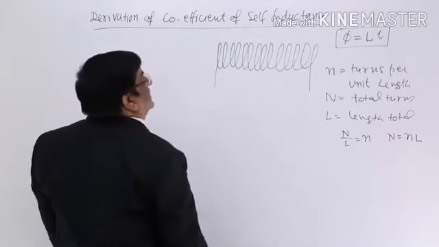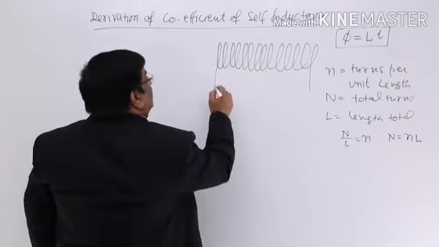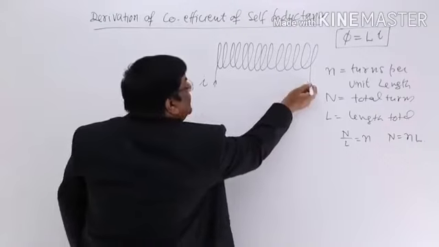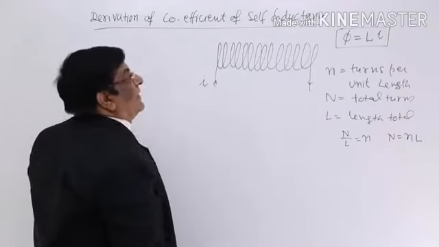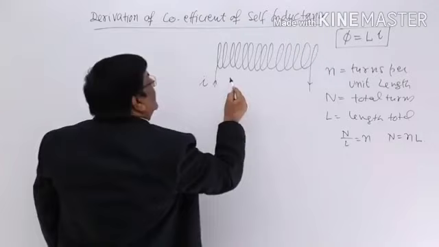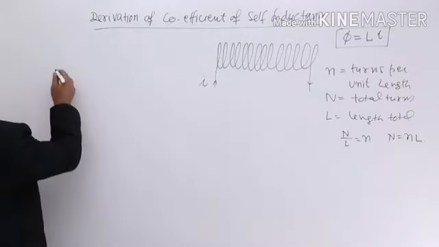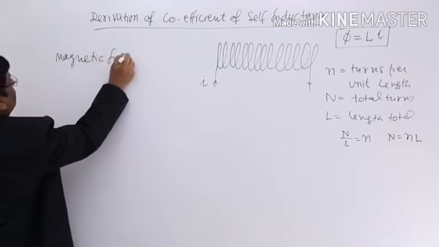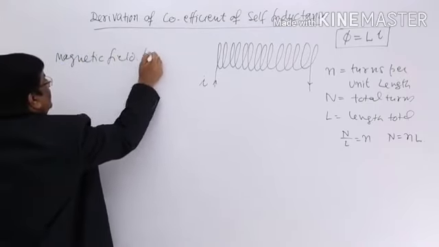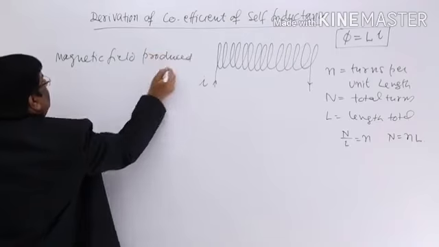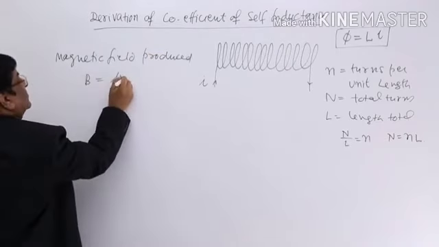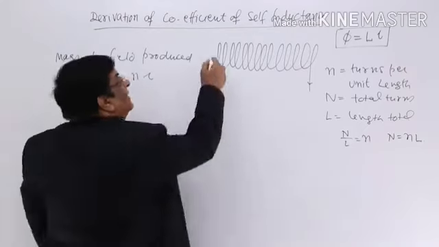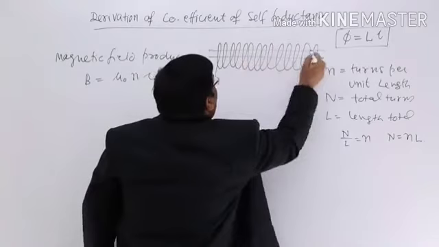Now here the current flowing is I. If I is the current flowing here, then a magnetic field is produced. Magnetic field produced, B is equal to mu naught n I. This is the magnetic field produced in the coil.